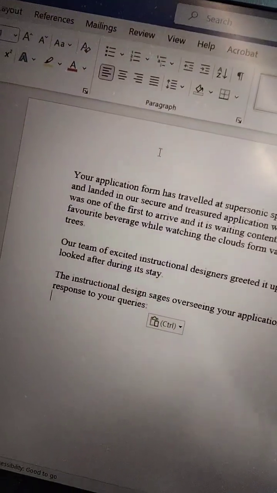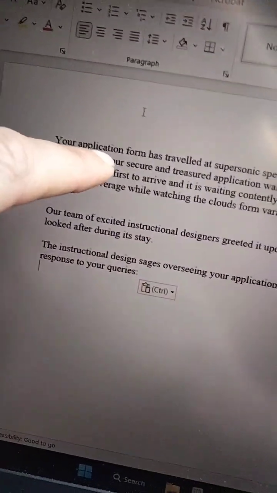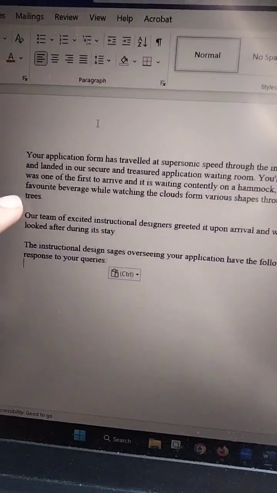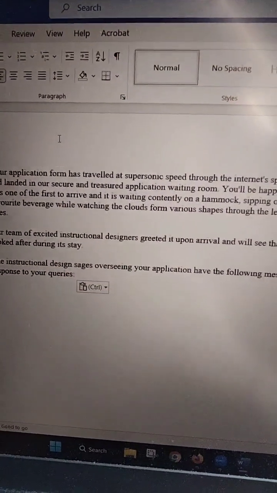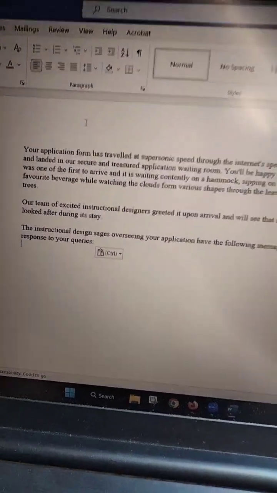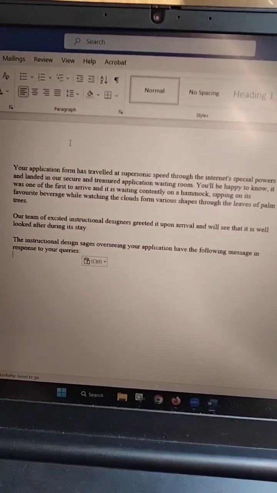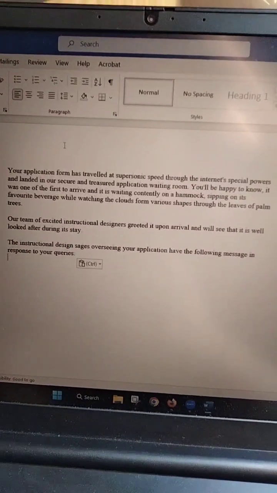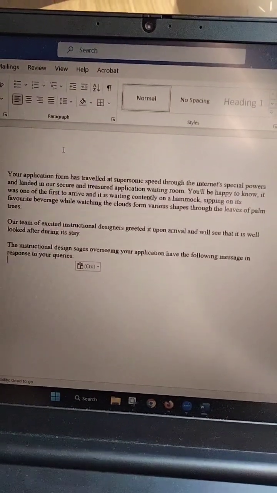Okay, so the person has submitted, and it basically goes, your application form has travelled at supersonic speed through the internet's special powers and landed in our secure and treasured application waiting room. You'll be happy to know it was one of the first to arrive, and it is waiting contently on a hammock, sipping on its favourite beverage while watching the clouds form various shapes through the leaves of palm trees.